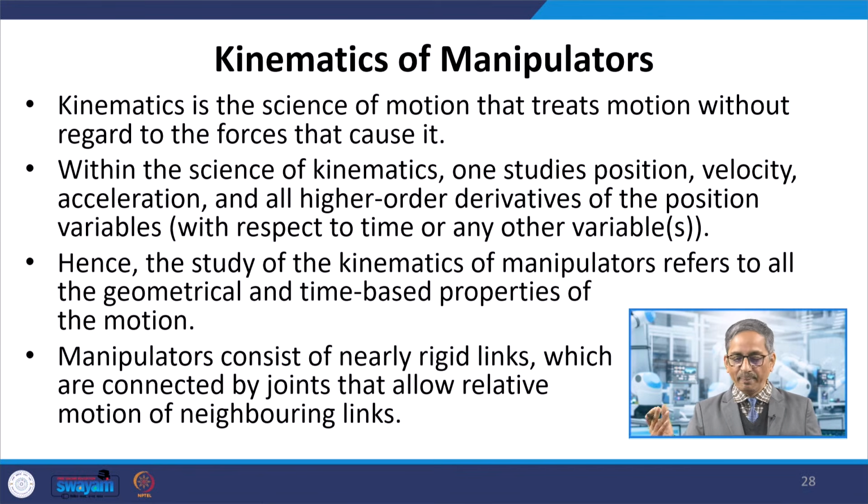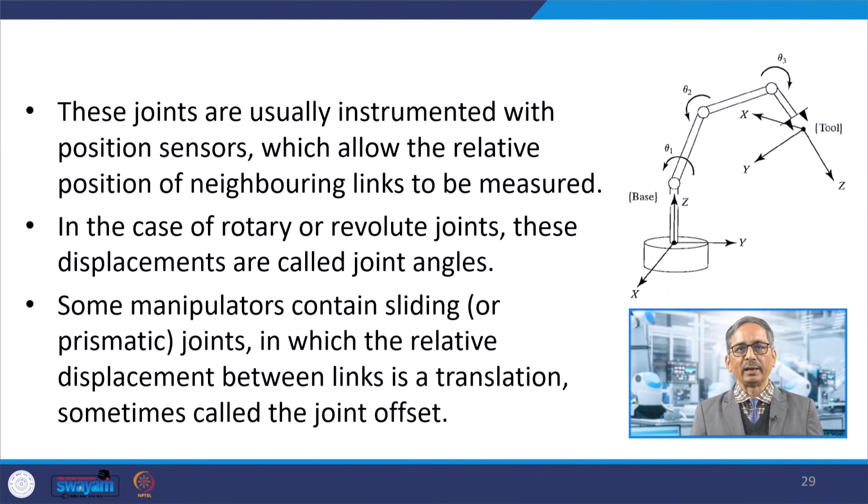And a manipulator consists of, as I defined in the earlier slides, nearly rigid links which are connected by joints that allow relative motion of the neighboring links. So here we can see the manipulator which is shown here. This is the end effector. Again, I am indicating the end effector. I can indicate the position and orientation of the end effector by fixing a frame to it. And here is the base frame or the inertial frame. These are the joint rotations, theta 1, theta 2, theta 3.